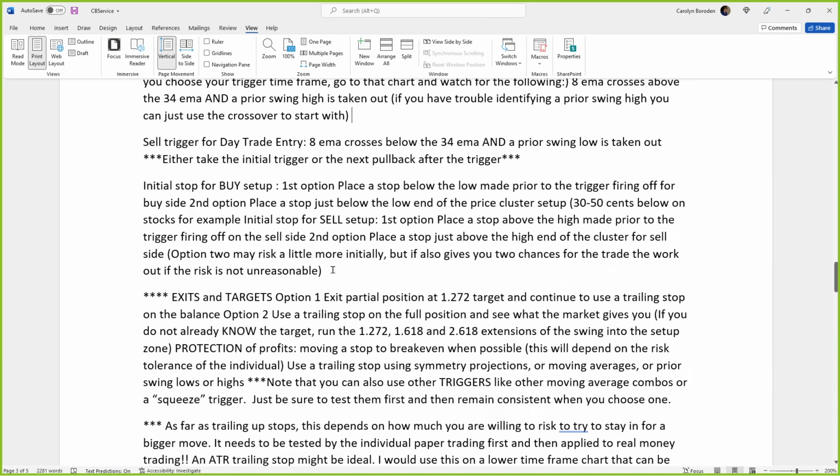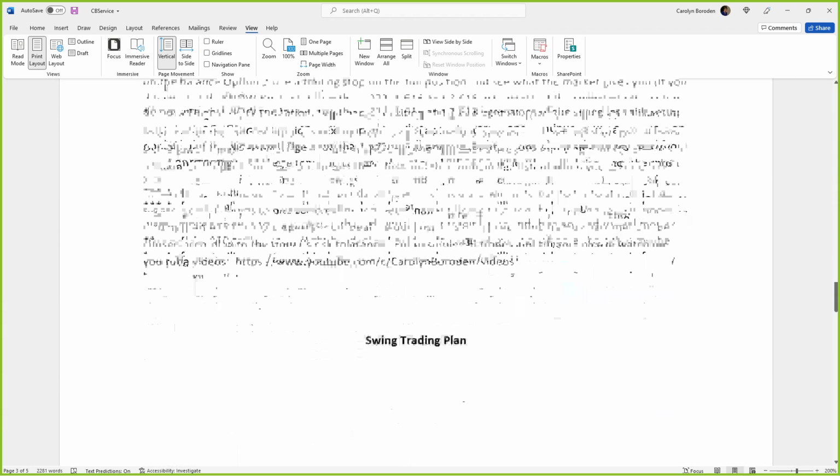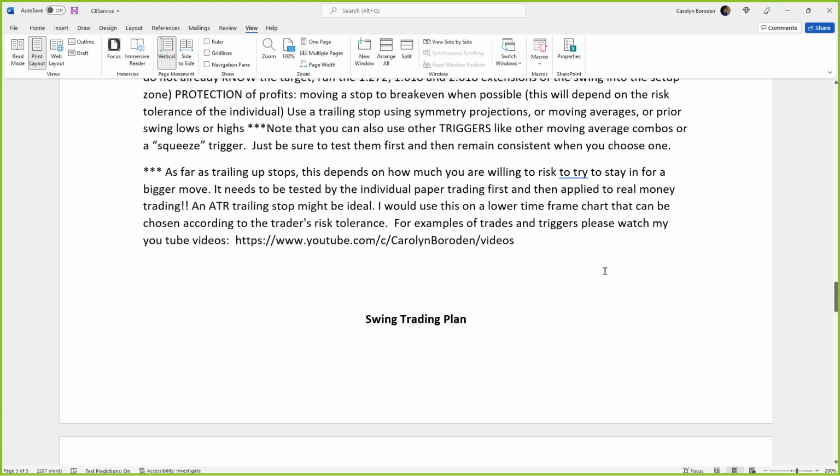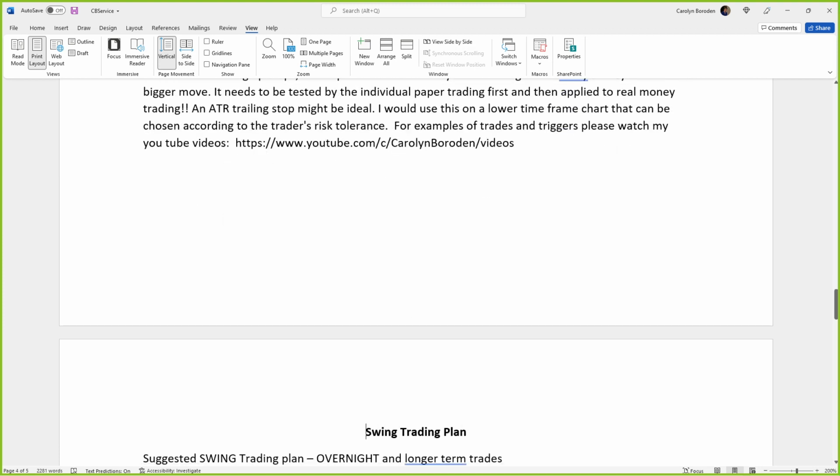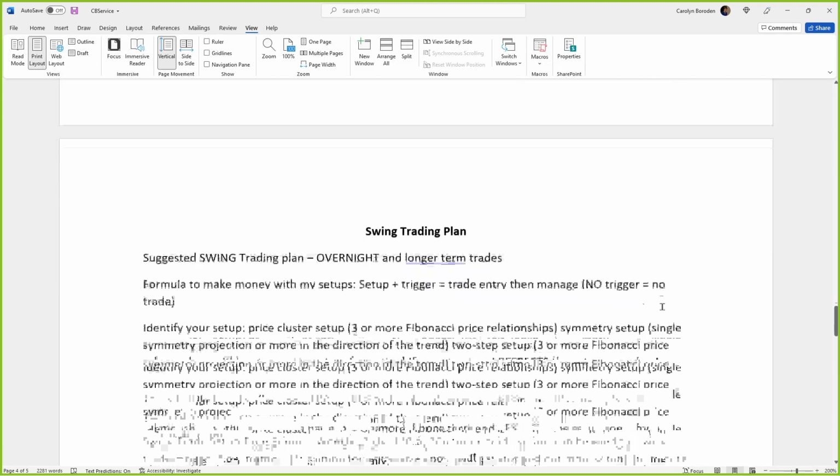Now, as far as stops and trailing stops, we'll go over some examples when I get to the charts. But typically, if you're not going to want to do your own symmetry work, then the best way to do it would be to trail a stop either under a prior swing low if you are long, or above a prior swing high if you are short. Now there's going to be other ways that you can trail stops. Honestly, I do not have the ATR set up, but that is sort of like symmetry, so you can use that also.